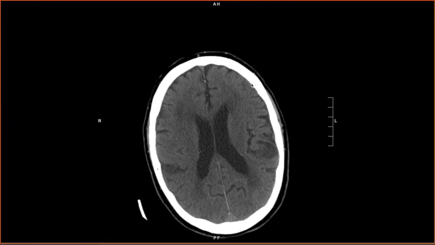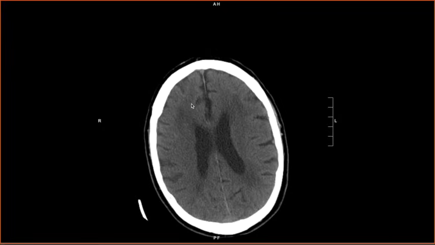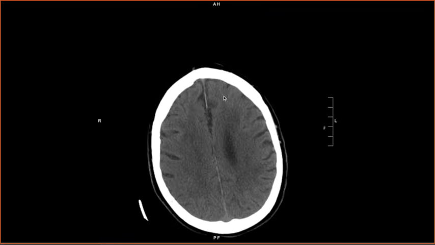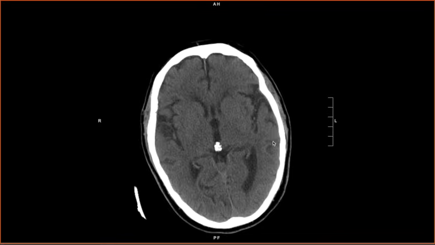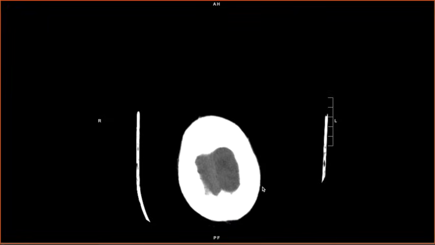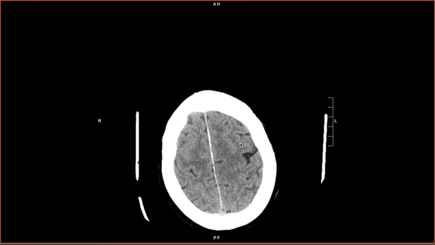Okay, looking for any extraaxial hemorrhage along the right side here. I don't see anything. Anteriorly over here, I don't see anything. Laterally here, I don't see anything. Posteriorly here, I don't see anything. So there's no big bleed at least. Let's move on to look for a stroke. So put on brain window.